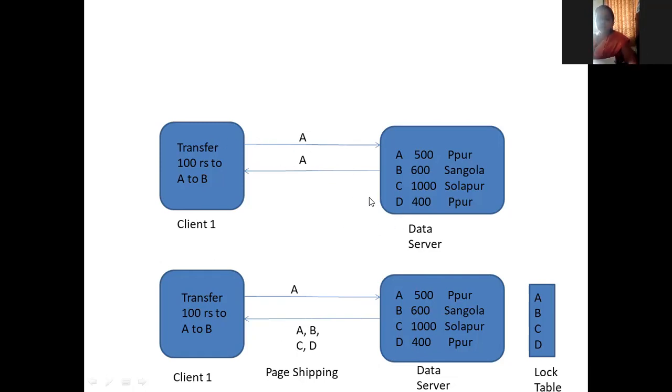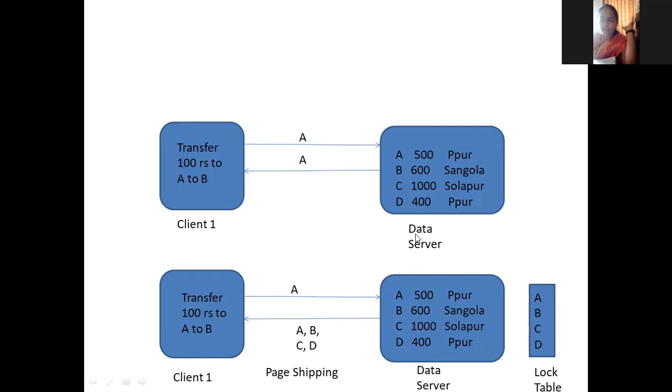So are you getting this? Mukund, Gaurav, are you getting this? Page shipping and atom shipping. Only one tuple, only one record, is sent from the data server to the client. That is atom shipping. Page shipping means the entire page.